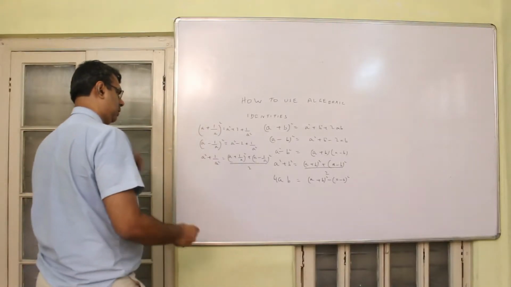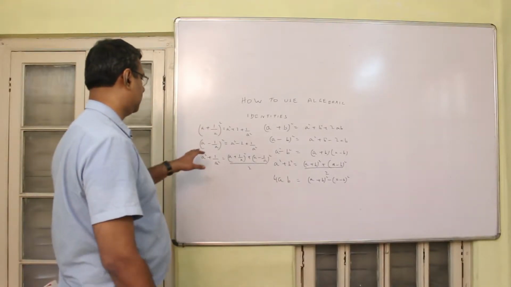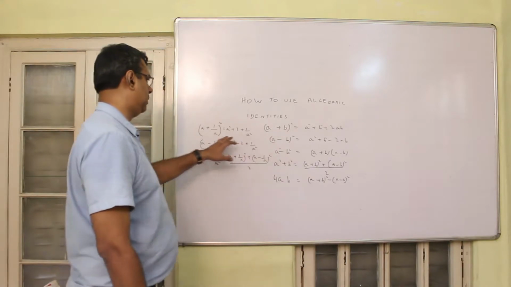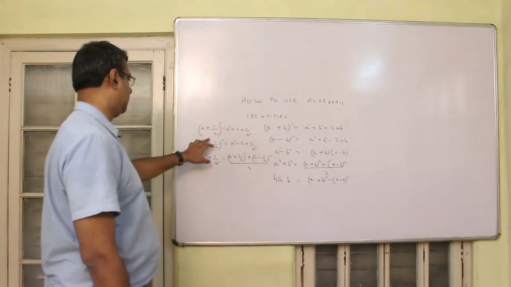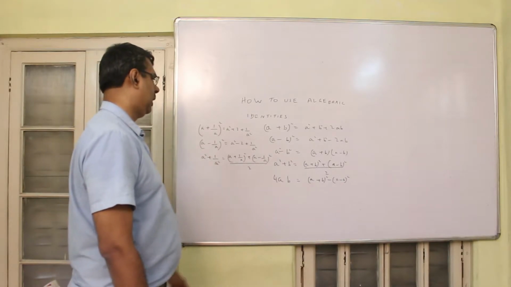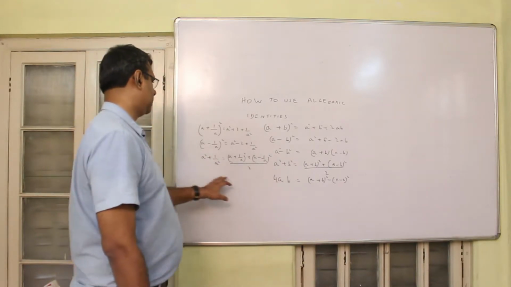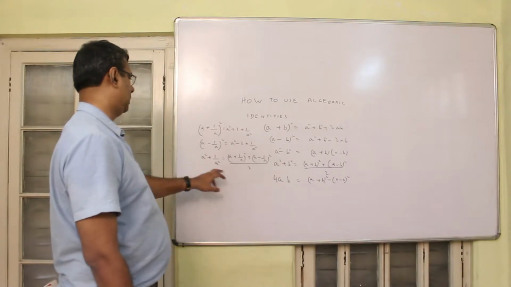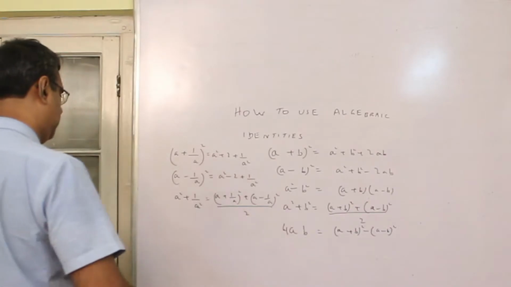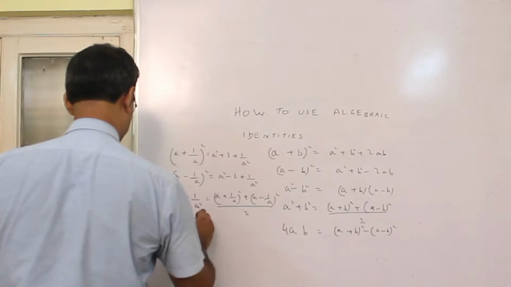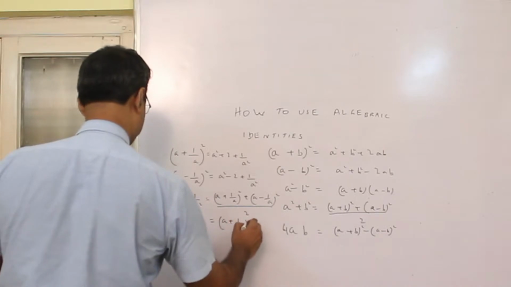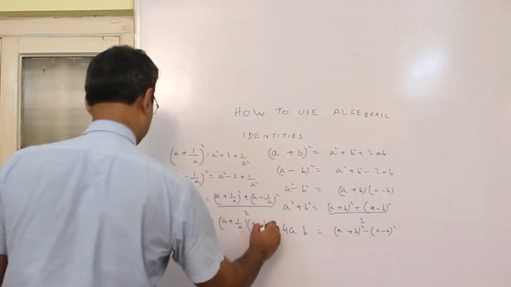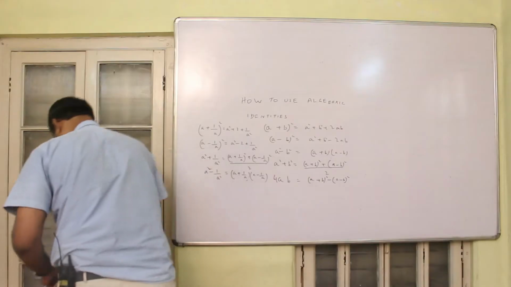And you can see that the pattern is similar. Just like (a plus b) whole square, you have (a plus 1 by a) whole square. Like (a minus b) whole square, you have (a minus 1 by a) whole square. And just like a square plus b square, you have a square plus 1 by a square. Similarly, you could also have a square minus 1 by a square is (a plus 1 by a) into (a minus 1 by a).